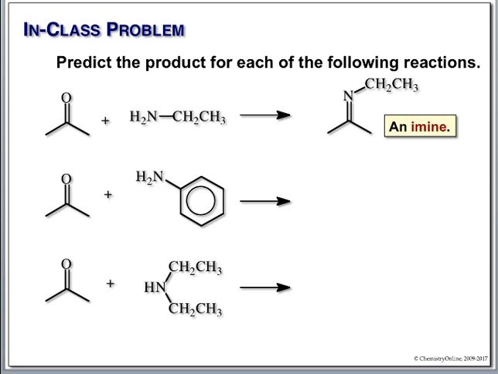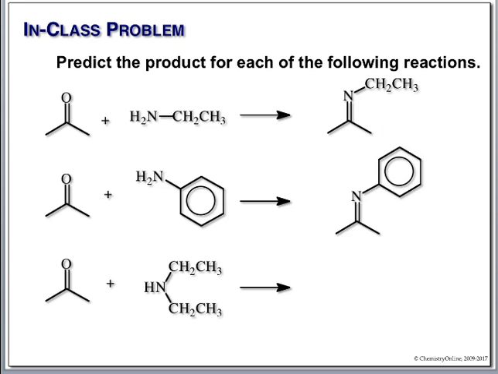If we use aniline, the chemistry is exactly the same. We lose water. That's H2O. Nitrogen bonds to the carbonyl carbon, and we form this guy. Now you'll note that both of these I've drawn as neutral species, right? Because it's all equilibrium. If they were in acid, they'd be protonated, but basically you would isolate them as neutral species.